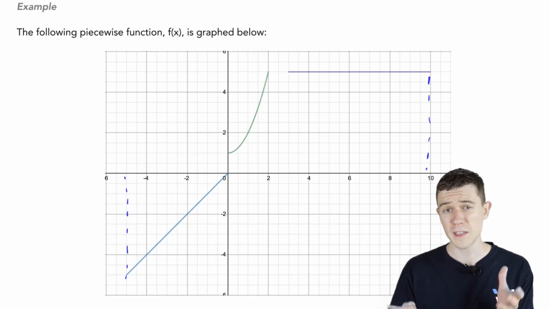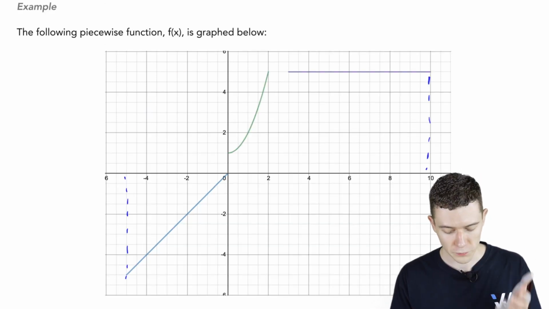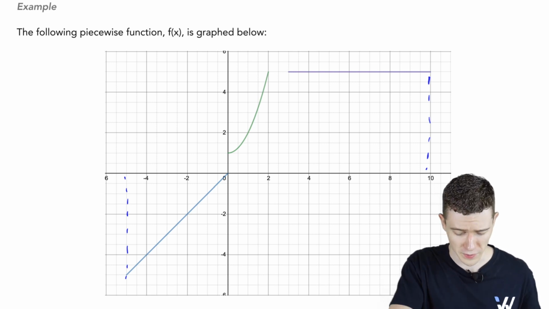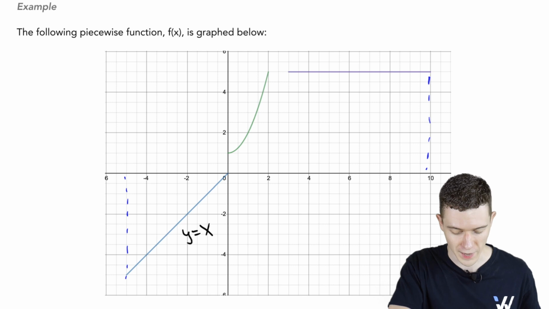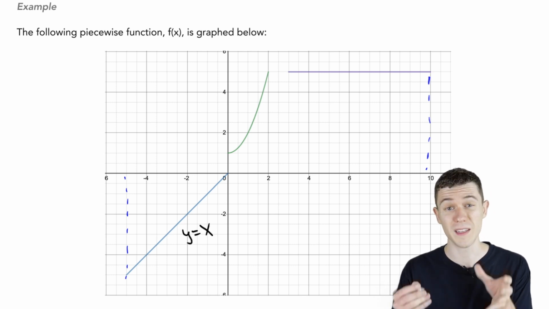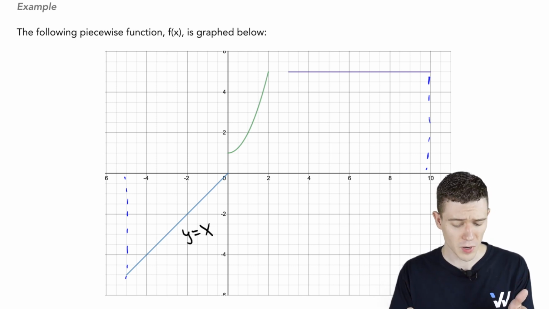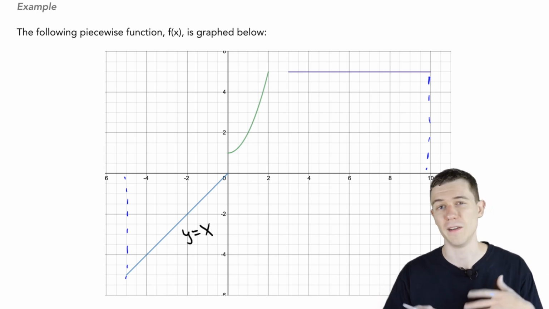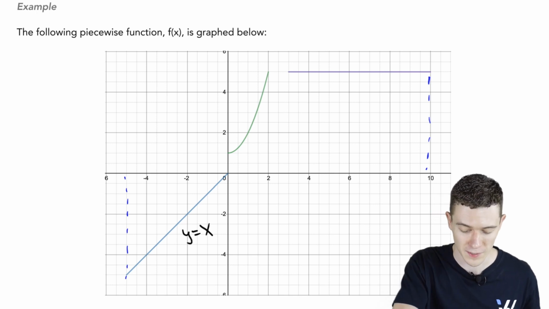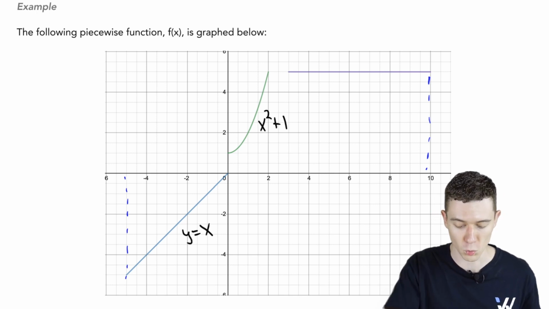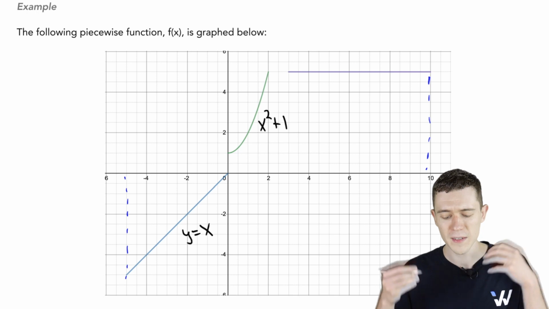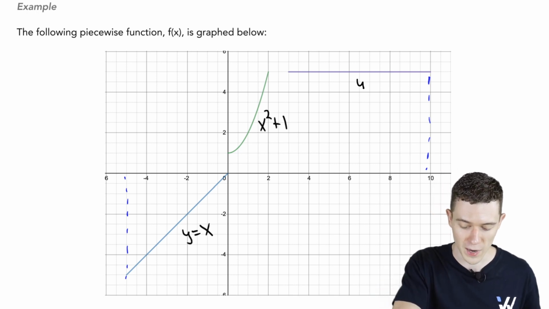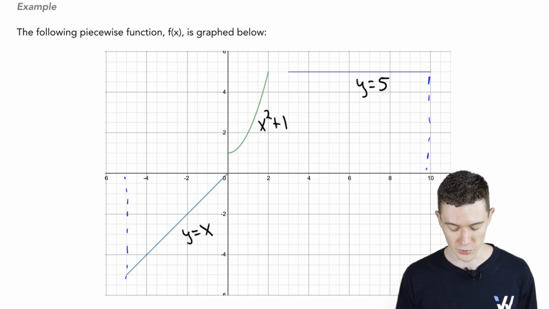Now, what do you suppose these functions actually are? Well, this first one on the left in blue is a straight line. It's a straight line through the origin. This is the equation y equals x. What about this one in green in the middle? It looks awfully quadratic. In fact, it's the function x squared raised up 1 unit. If you think back to your vertical translations, this would be x squared plus 1. And lastly, on the right, horizontal lines look like y equals a number. In this case, it's a value of 5. This is the equation y equals 5.